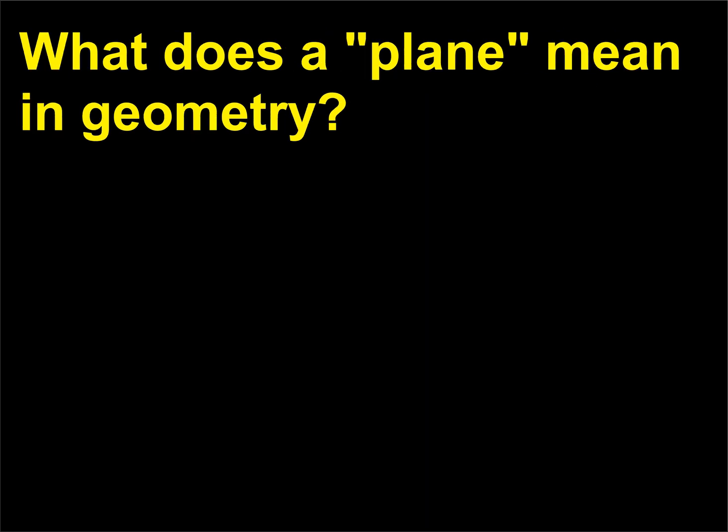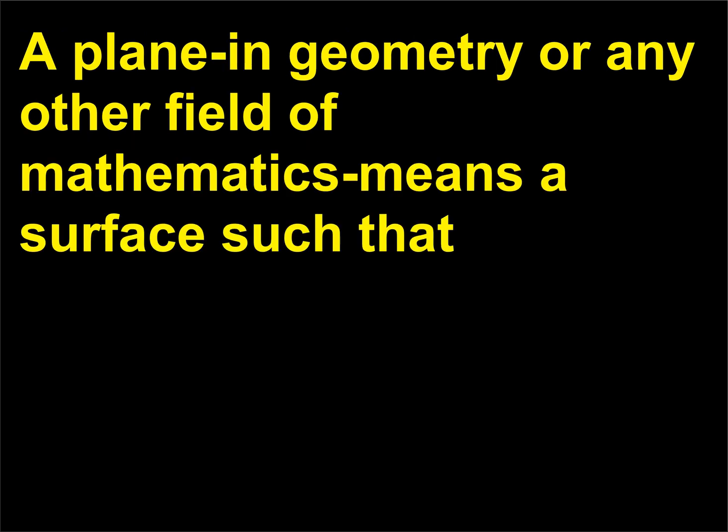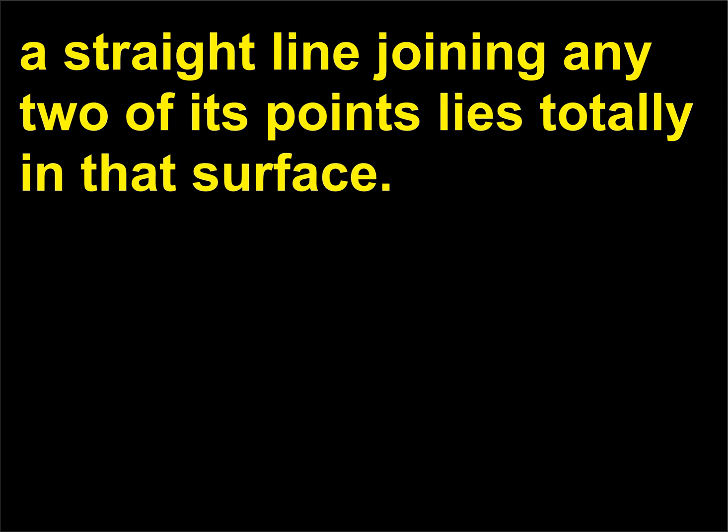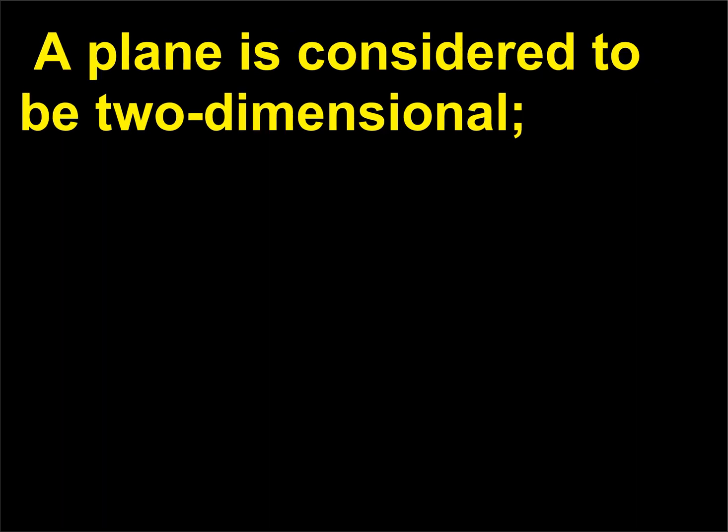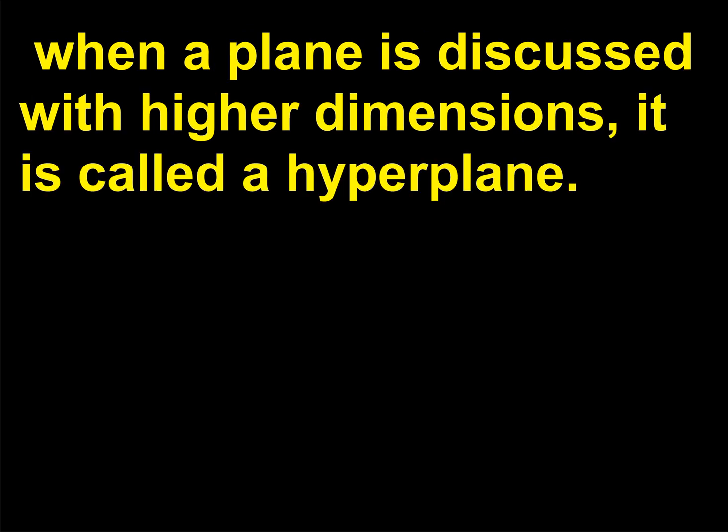What does a plane mean in geometry? A plane in geometry or any other field of mathematics means a surface such that a straight line joining any two of its points lies totally in that surface. A plane is considered to be two-dimensional. When a plane is discussed with higher dimensions, it is called a hyperplane.